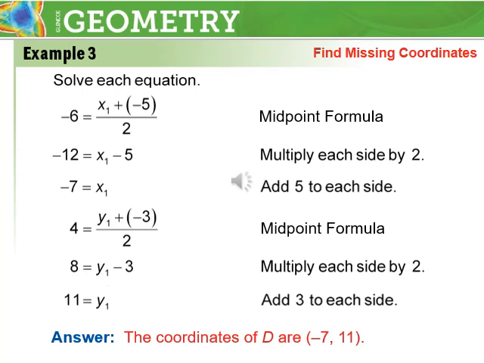Let's solve for the y coordinate. y1 plus -3 over 2 equals 4. That is our equation for the y coordinate. Let's solve for y1 and get rid of the 2. So multiply 4 by 2, which is equal to 8, which is equal to y1 minus 3. Then move 3 to the other side of the equation by the positive sign. So 8 plus 3 equals y1. So now we have y1 equal to 11, and that is the y coordinate of point D, the missing point. So the two coordinates of point D are -7 and 11.